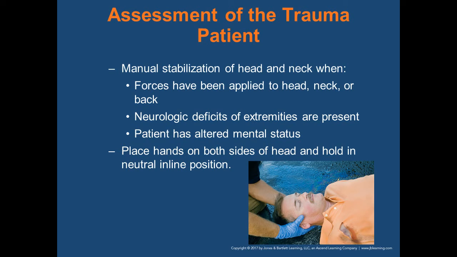Manual stabilization of the head and neck can be important, especially if there are forces that have been applied to the head, neck, and back, and that would be determined from your determining the mechanism of injury. If neurological deficits of the extremities are present, package them appropriately with C-spine precautions. Patients with altered mental status, because we don't know what their injuries might be, we will go ahead and treat all of them as though they did have possible cervical spine or back injuries. And then place hands on both sides of the head and hold it in neutral alignment. If their head is out of alignment initially, it is okay to gently, with traction, put it in that proper alignment.